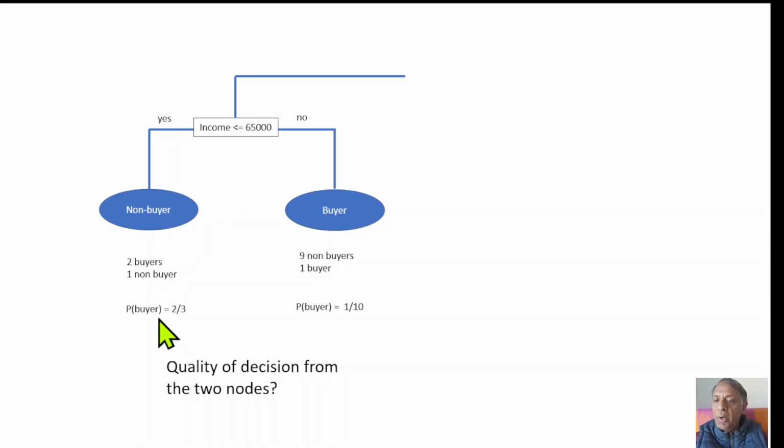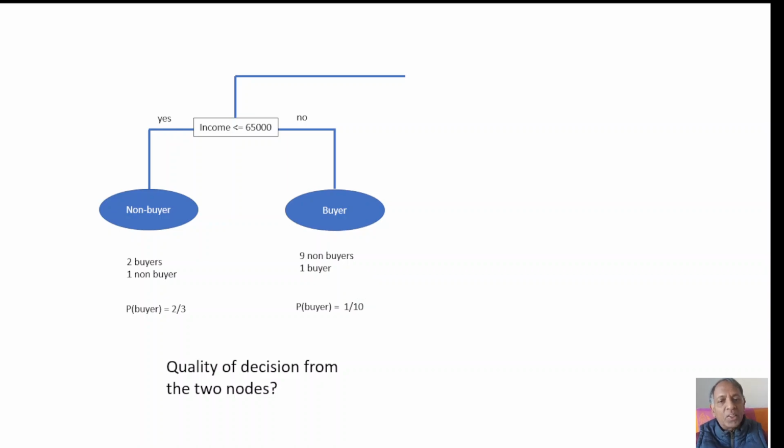Okay, so probability of buyer is 2/3. But then it's based on just 3 cases. How confident can we be? Because 3 is such a small number to base your decision on. Okay, whereas here you've got 9 non-buyers, 1 buyer, and therefore the probability of buyer is only 1/10. Okay, this should be non-buyer, not buyer. I've reversed the labels on both of these, I apologize. Okay, but this is much more predominant.